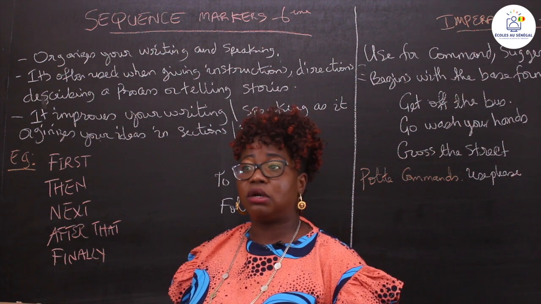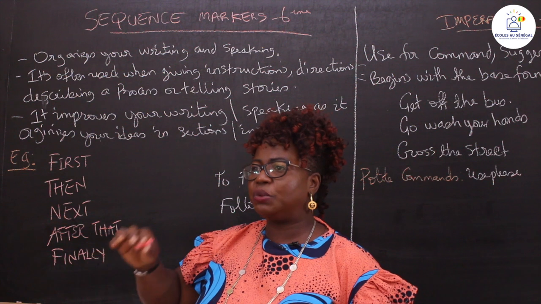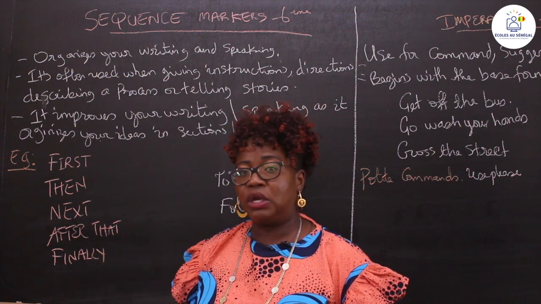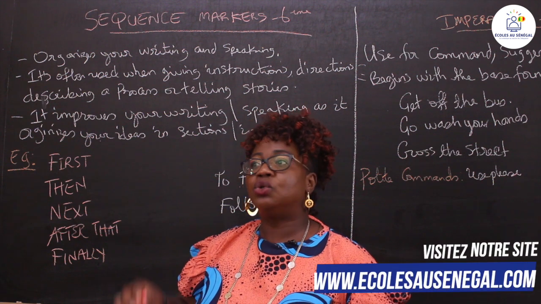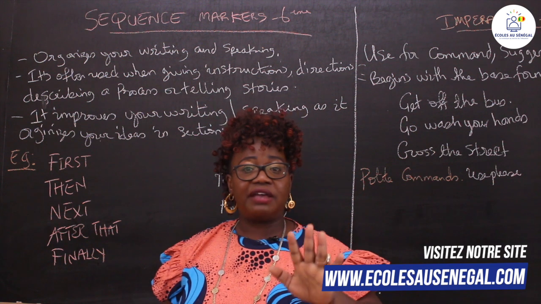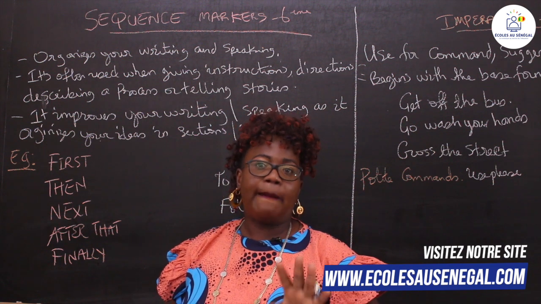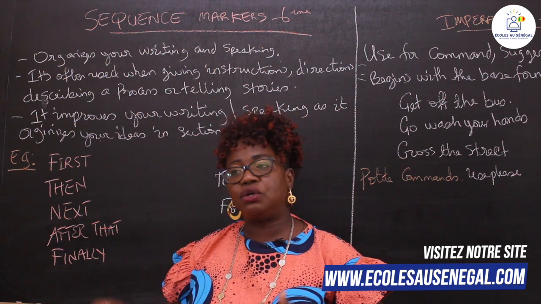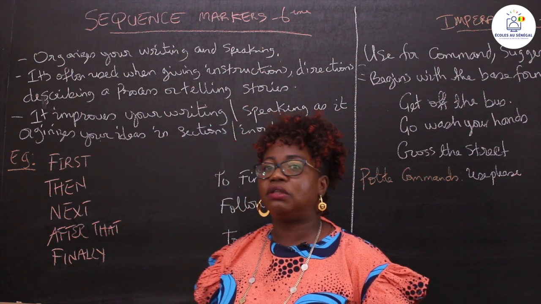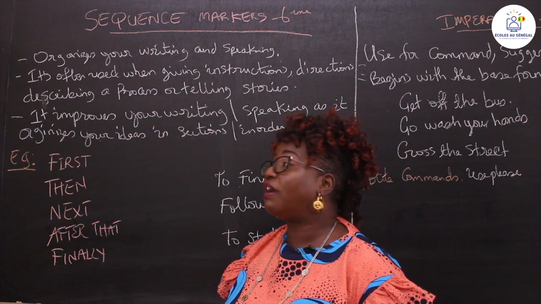And then sequence markers are those keywords that we often use when explaining or giving the different steps or the different orders. So those are the markers. And in the English language, there are mainly 5 sequence markers. We looked at sequence words before, but this time it's sequence markers, especially, and there are 5 of them.